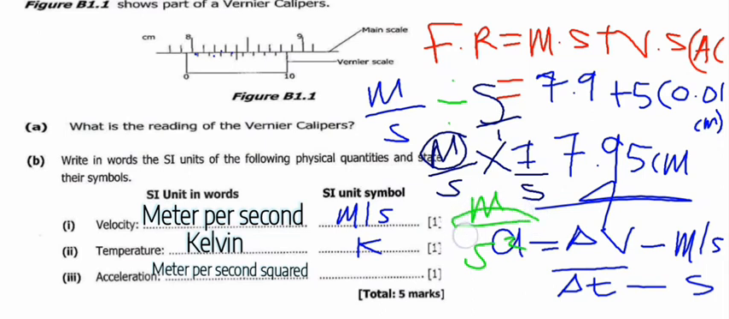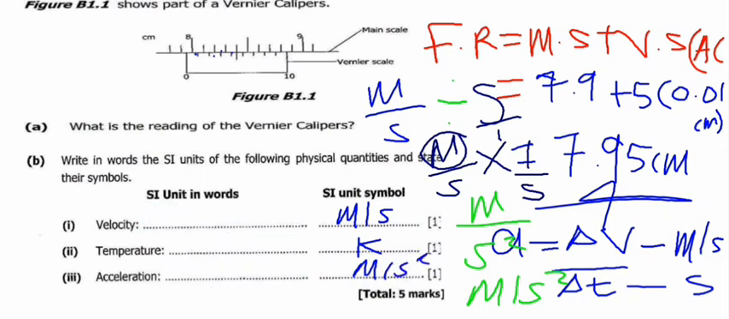Now since division is the same as per, this can be written as meter per second squared. So that is where the SI units for acceleration come from. So here we have meter per second squared.